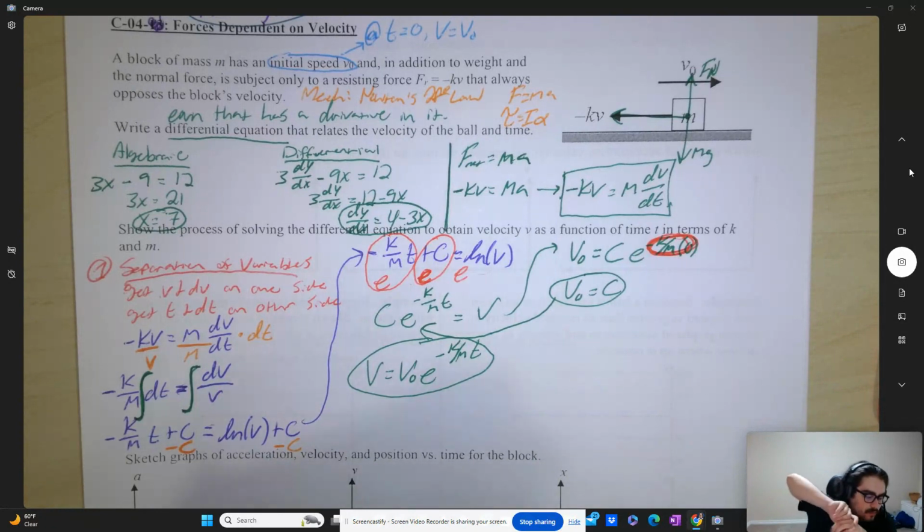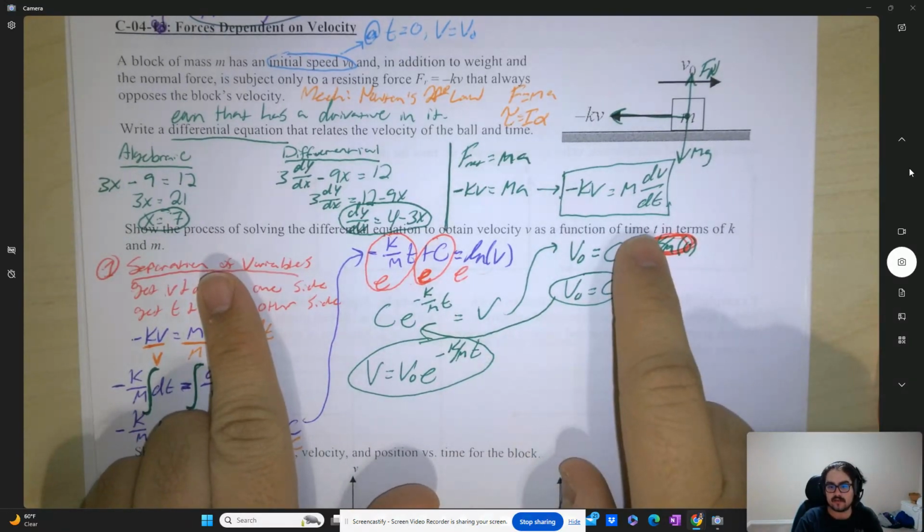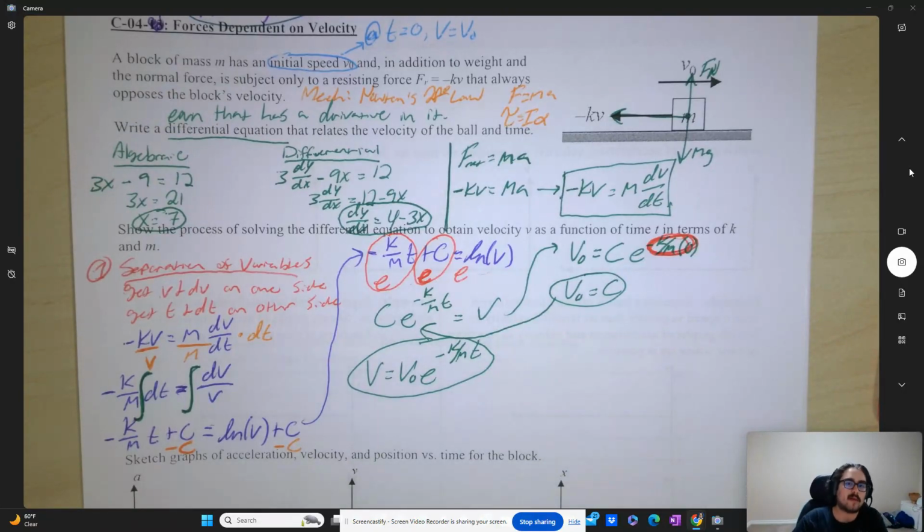There it is. You're expressing v as a function of t with no constant in it. Congratulations, you've done it. You did k and m. We use those. That's fine. T is there too. That's great. Okay. And then v naught, that is just a constant, right? So I guess we don't really need to worry too much about that. Okay.